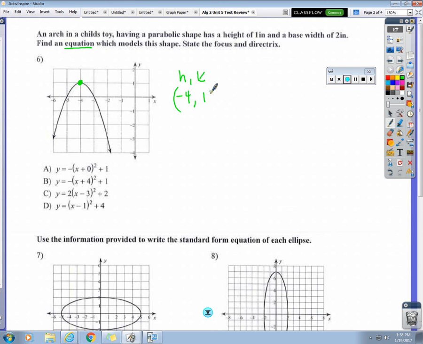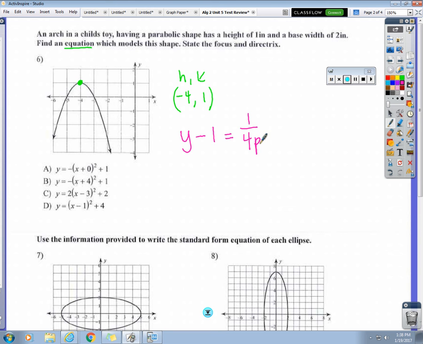Right. This is a parabola that has what type of directrix? Horizontal. Remember, parabolas that open up and down will have horizontal directrix lines, correct? So doesn't that mean the equation will start with y minus k? Well, what's your k value? 1, and then equals 1 over 4p.